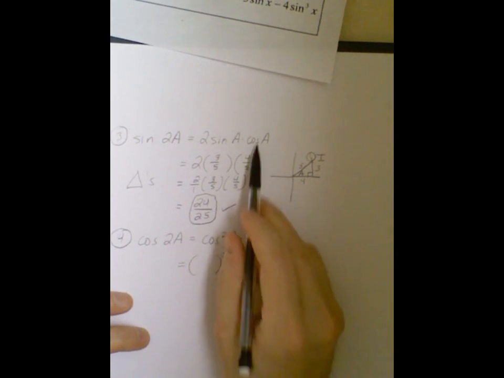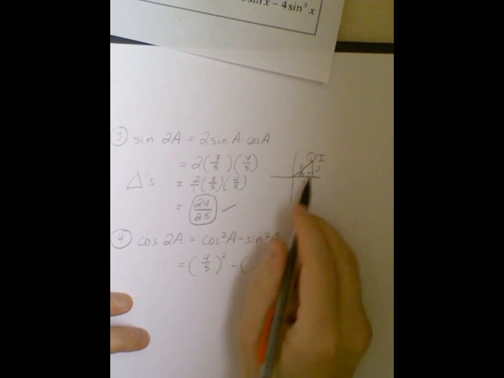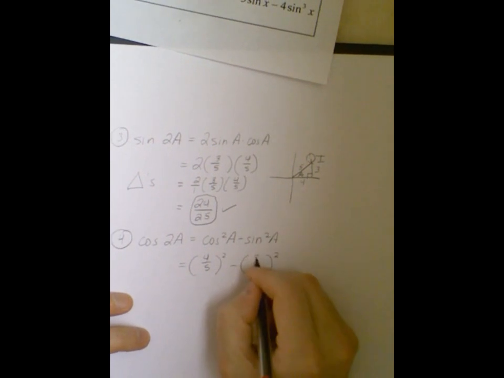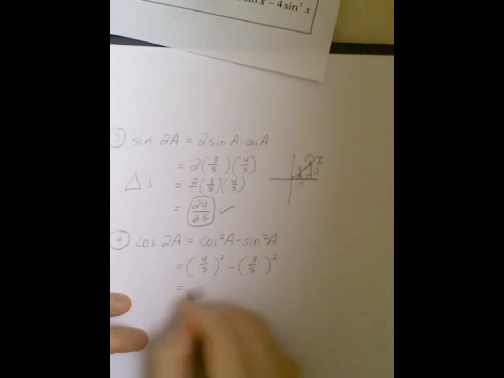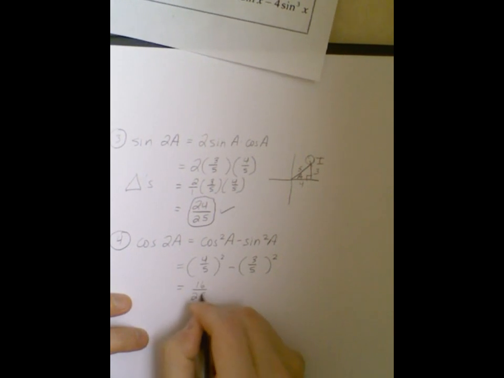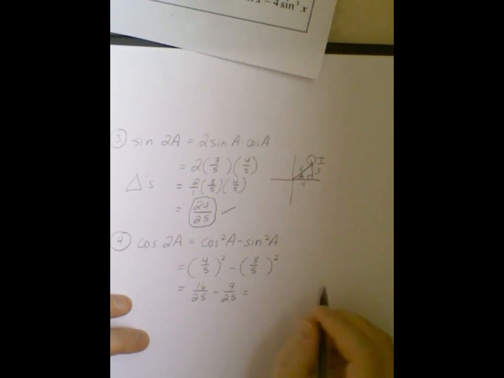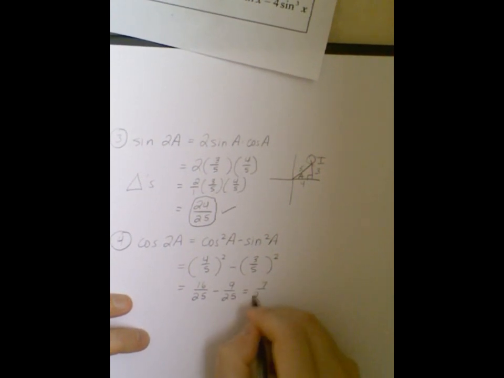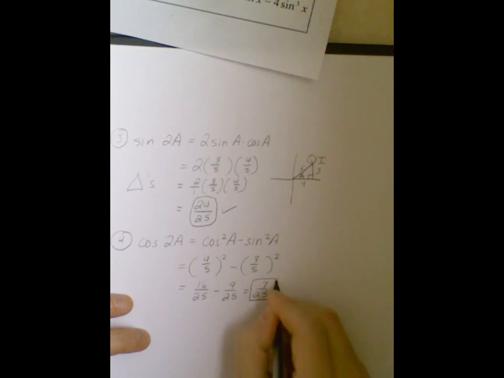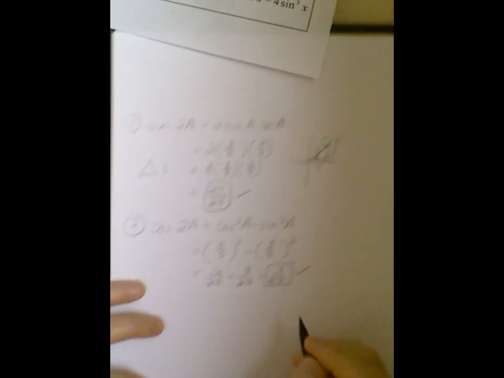Remember the cos of A? That was in the given. That was 4 over 5. The sine of A you just found in the triangle, that's 3 over 5. And let's square them. Okay, we can square top, we can square bottom. I get 16 over 25 minus 9 over 25. And that gives me 7 over 25. And that's the answer for number 4. Pretty easy, right? Number 5.